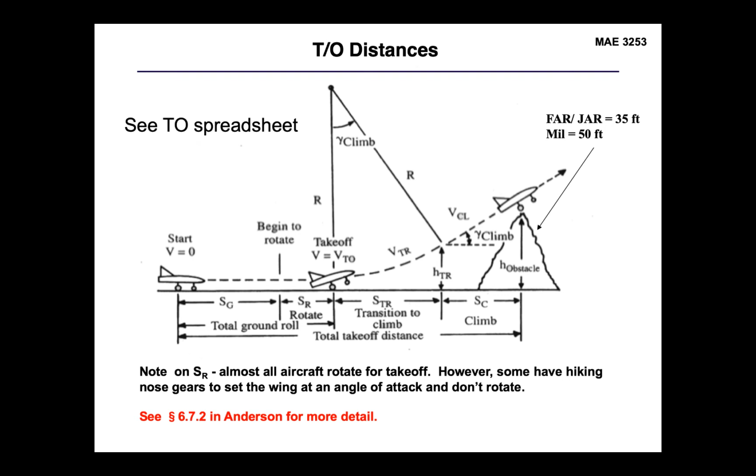If we assume that we have a constant radius of curvature here, we can then calculate the load being imparted on the aircraft as we go throughout this phase until we transition into the constant climb phase. And we're going to calculate this entire distance, the total takeoff distance, from the start where our velocity is equal to 0 until we've climbed over an obstacle, which we typically take as 35 feet in our particular case. Now note that almost all aircraft rotate for takeoff, but not all aircraft. Some aircraft essentially have hiking nose gears that allow the wing to be at a larger angle of attack, so you can think of this as a more gradual rate of climb. Many very large aircraft, things like the B-52, will typically have a very minimal rotation as they go through the takeoff.